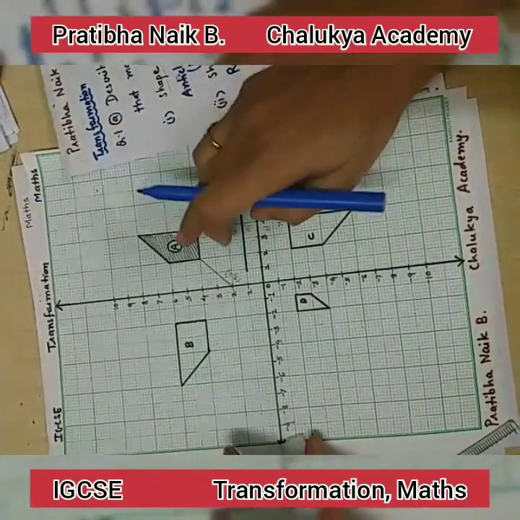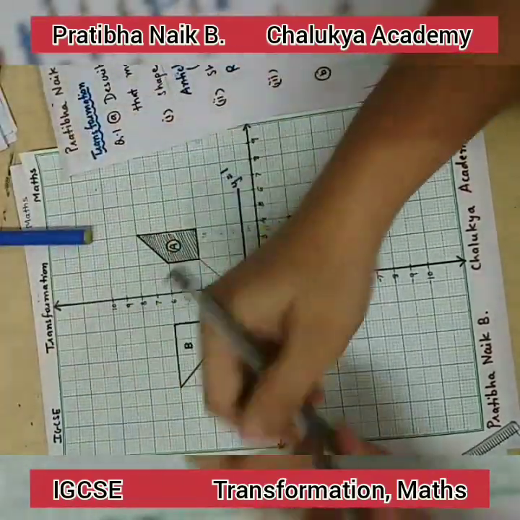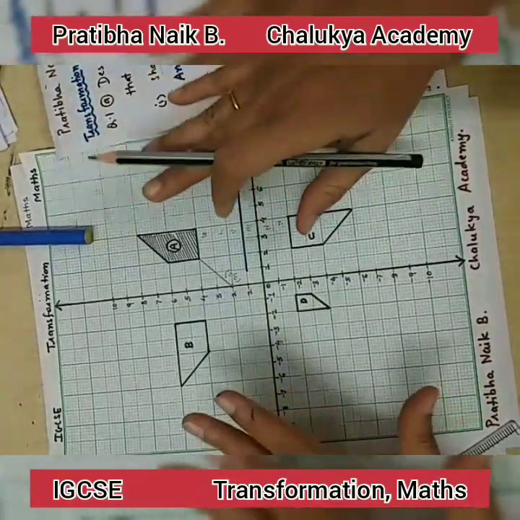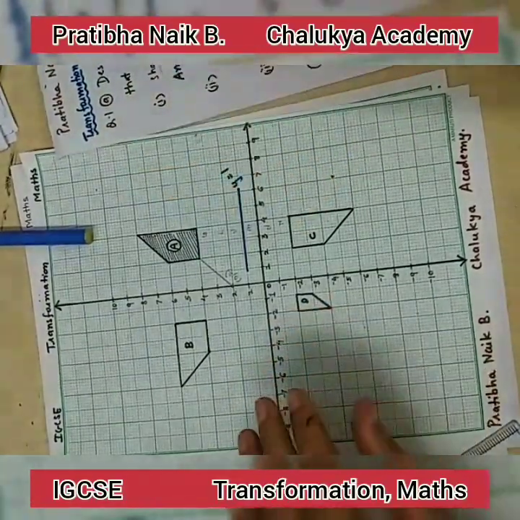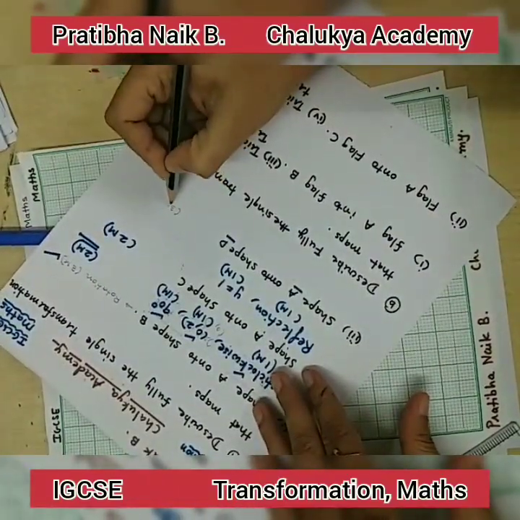Now shape A to shape D. Now dear students, you can easily make out that there is a decrease in the shape. So definitely it is enlargement. Okay, so now if this is enlargement, then again this is asked for 3 marks.